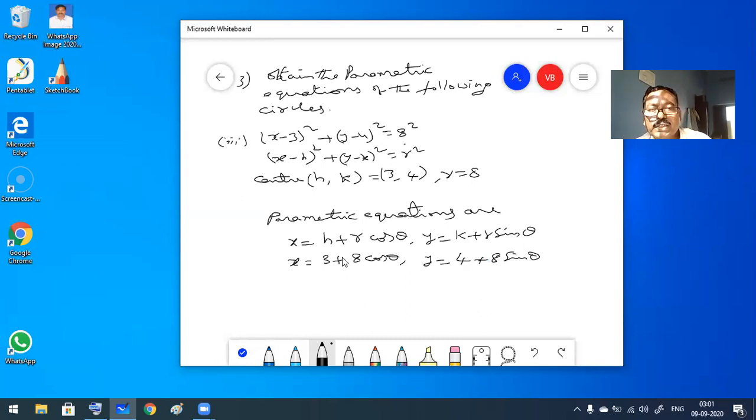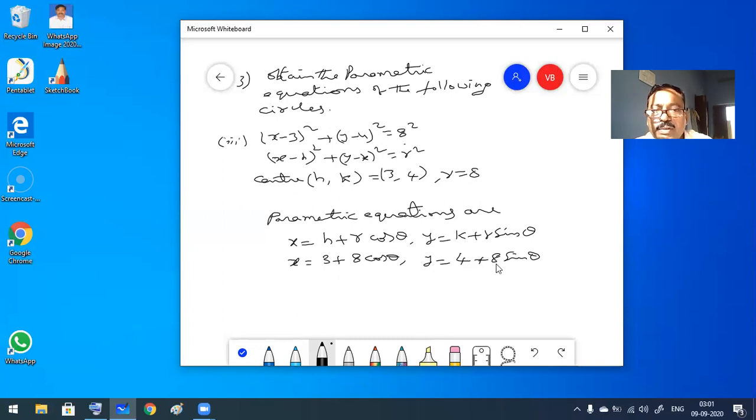The given equation is in the form of (x minus h) whole square plus (y minus k) whole square is equal to r square. Therefore h is equal to 3 and k is equal to 4. So the center is (h, k). The parametric equations are x is equal to h plus r cos theta and y is equal to k plus r sin theta. So x is equal to 3 plus 8 cos theta, y is equal to 4 plus 8 sin theta. Right.